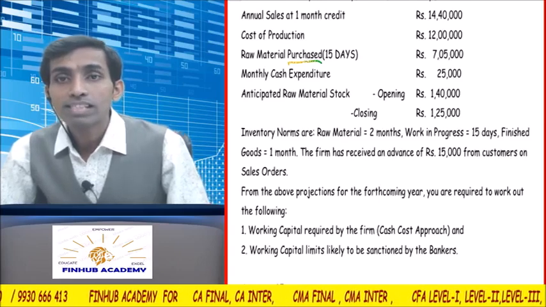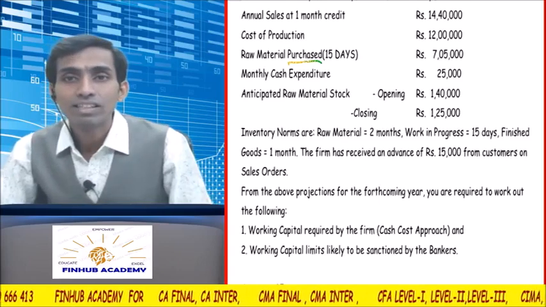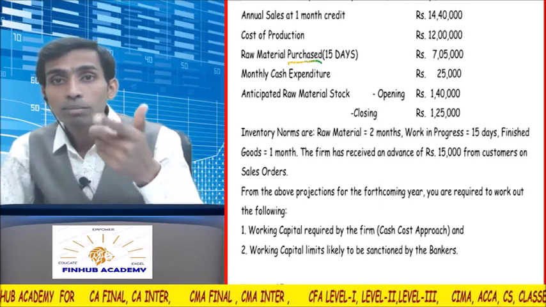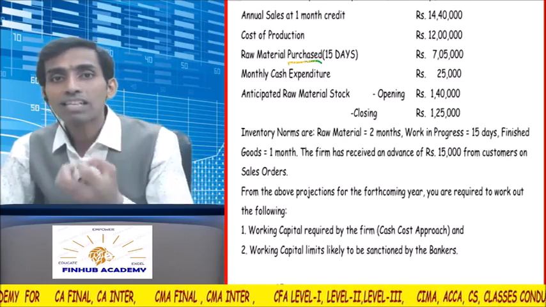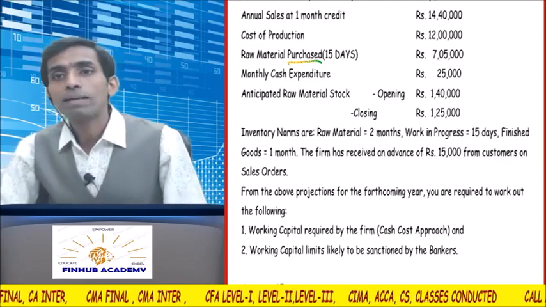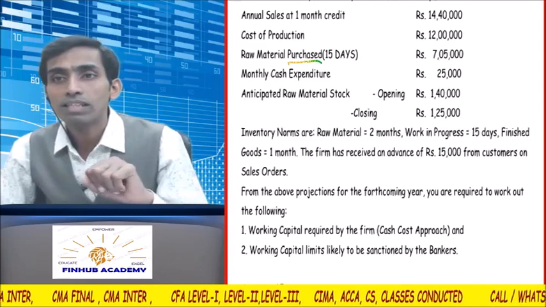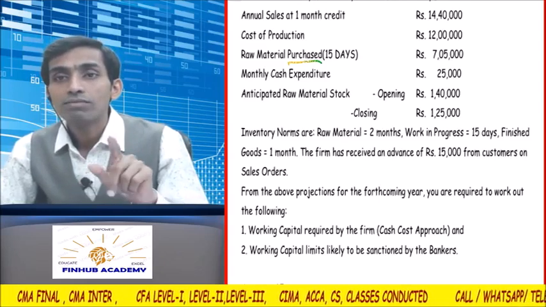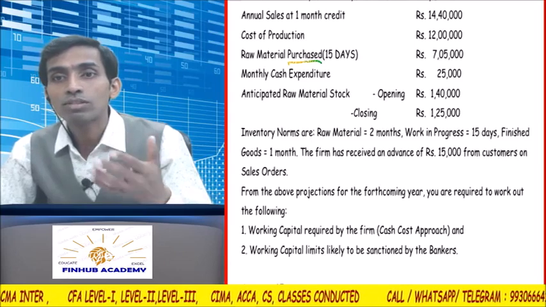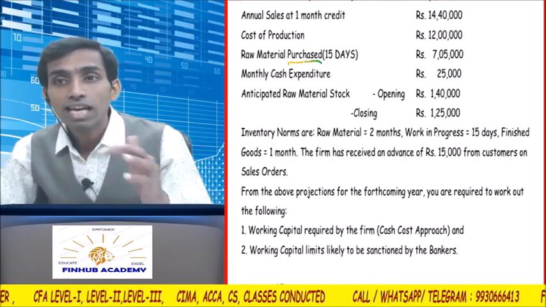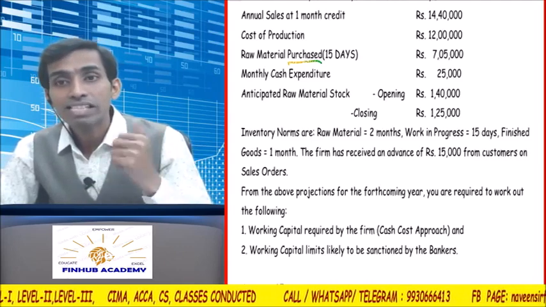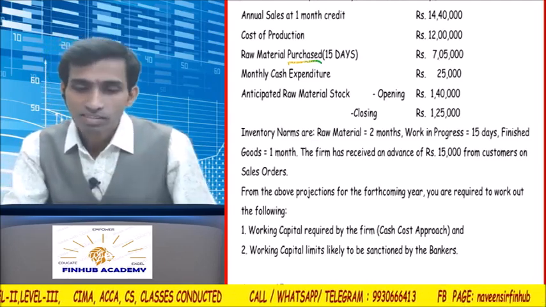Anticipated raw material: see, opening and closing raw material is given. So what can you calculate? You have opening raw material, closing raw material and purchases, so raw material consumed can be calculated. Inventory norms are raw material 2 months. See, the period is given for raw material. WIP 15 days. Finished goods 1 month. The firm has received an advance of rupees 15,000 from a customer. What is this? Liability or prepaid? Liability. We have received the advance, so it's a liability. Understand?